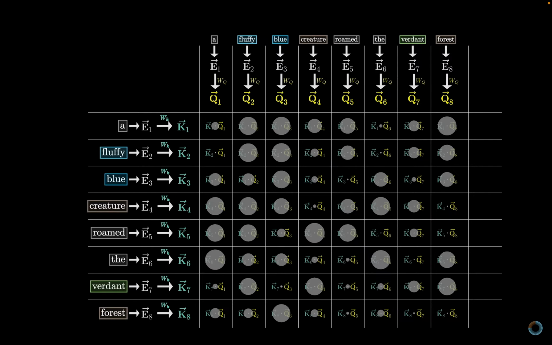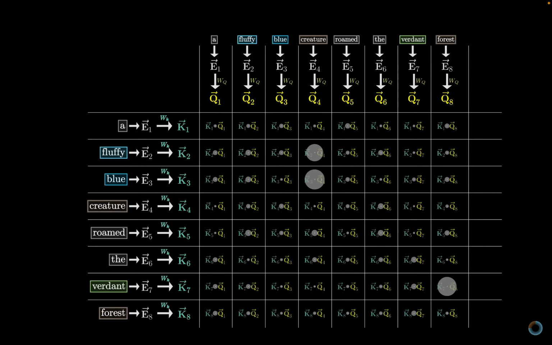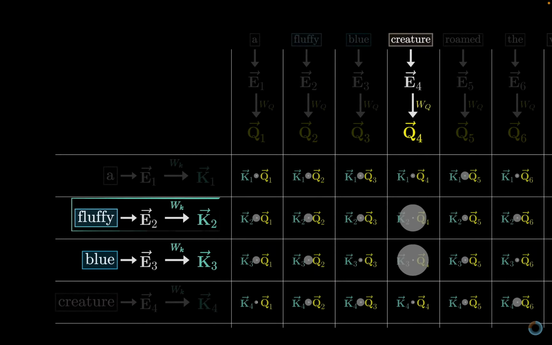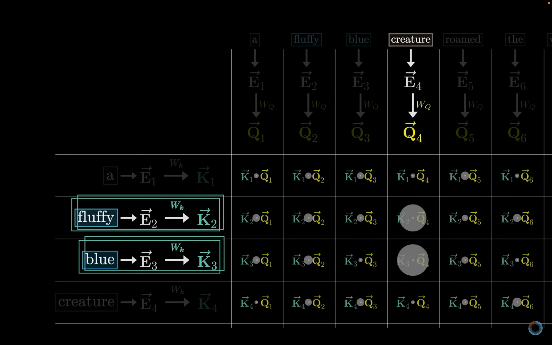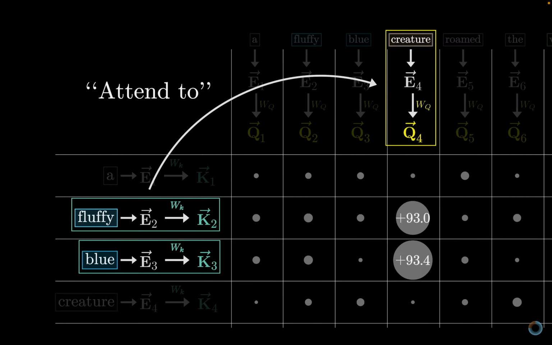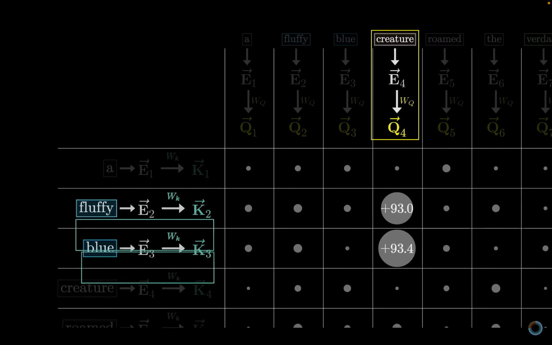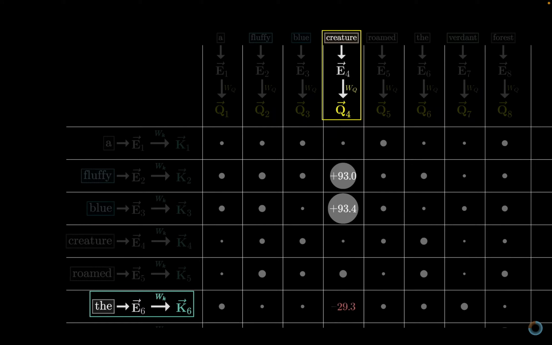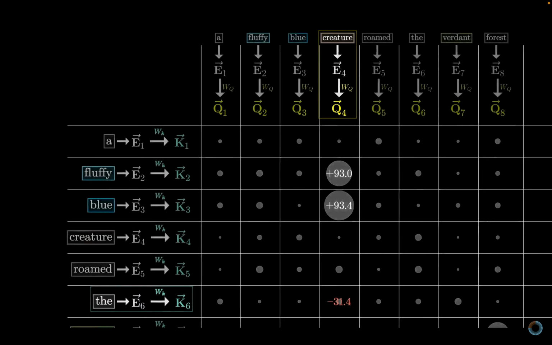For our adjective-noun example, that would look a little more like this, where if the keys produced by fluffy and blue really do align closely with the query produced by creature, then the dot products in these two spots would be some large positive numbers. In the lingo, machine learning people would say that this means the embeddings of fluffy and blue attend to the embedding of creature. By contrast, the dot product between the key for some other word, like the, and the query for creature, would be some small or negative value that reflects that these are unrelated to each other.